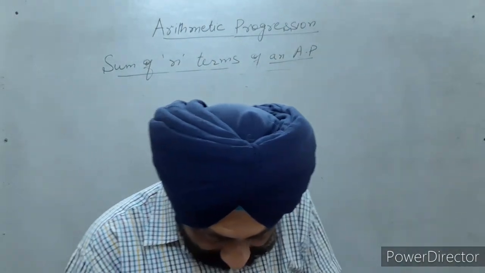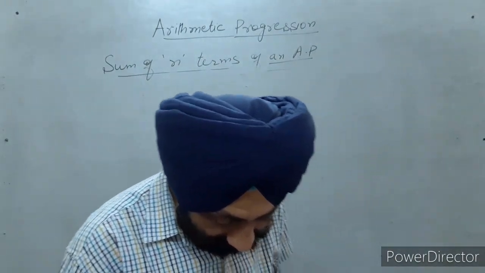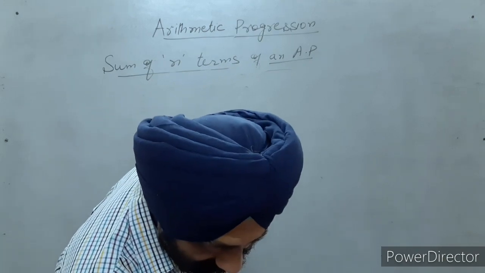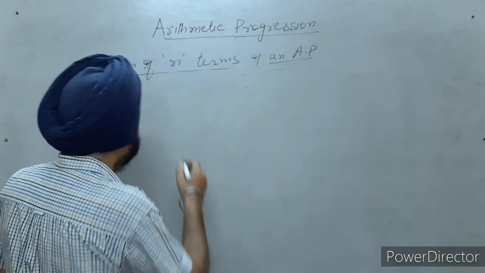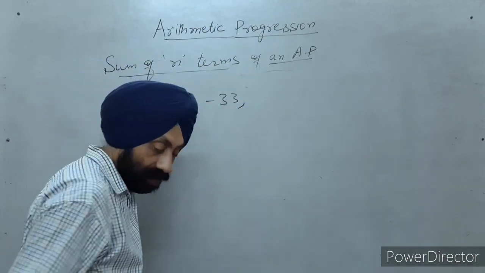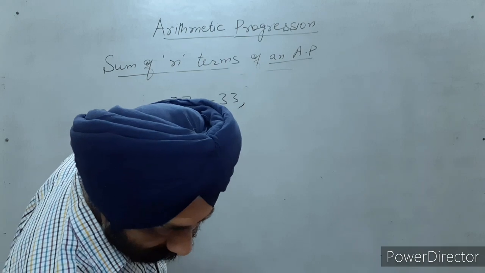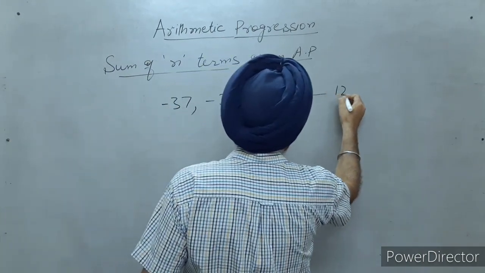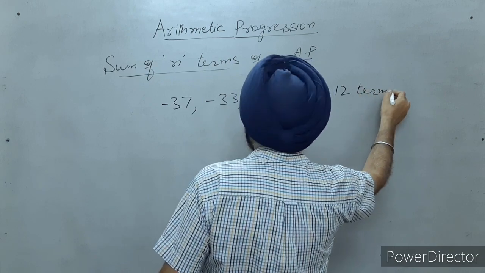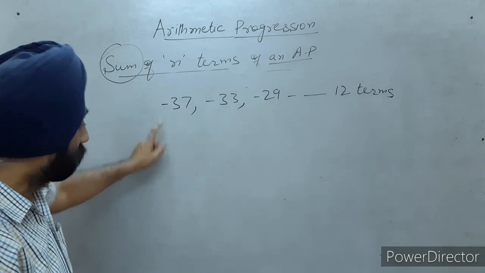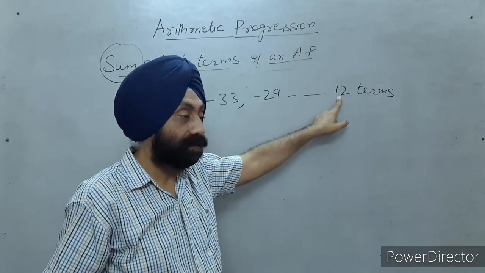Now the sum: find the sum of the following APs. What is the AP? The numbers given are -37, -33, -29, up to 12 terms. We have to find the sum. Of how many terms? Of 12 terms.